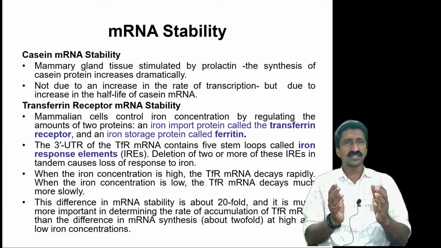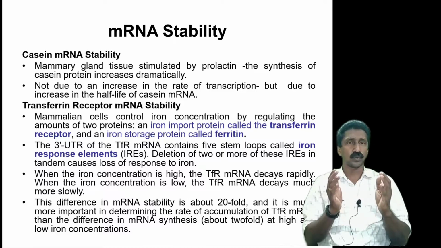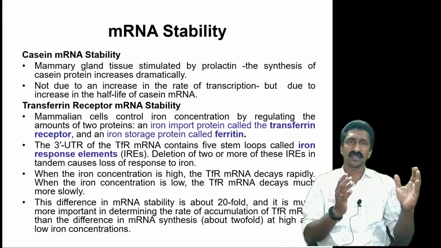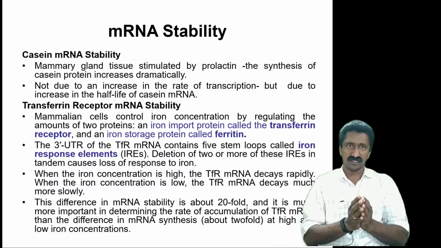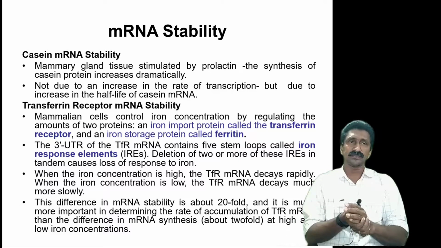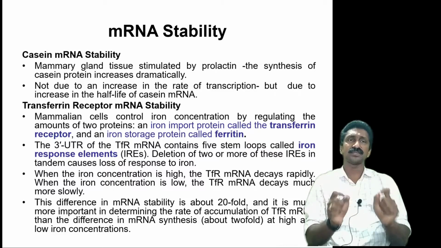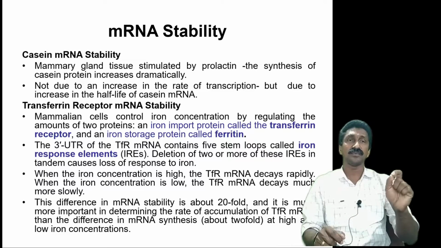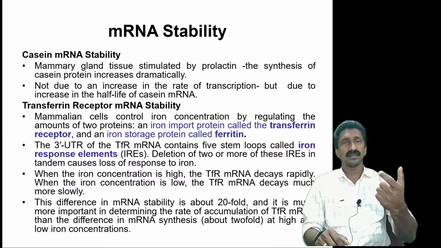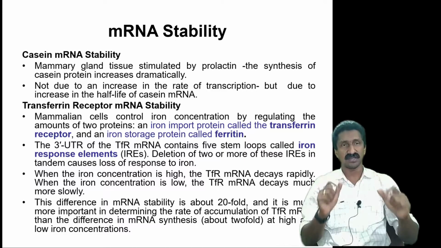Here you can see that mammary gland tissues are stimulated by prolactin, and the synthesis of a casein protein increases dramatically in that case. If the mammary gland tissues are stimulated by prolactin, it increases the casein protein production dramatically. And it is not due to the increase in the rate of transcription, but it is due to the increase in the half-life of the casein mRNA.